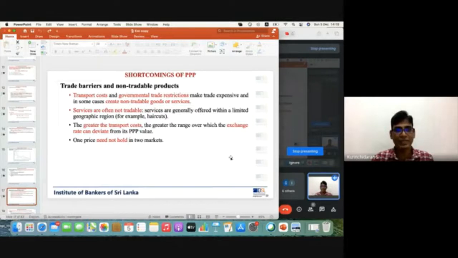If you take trade barriers and non-tradable products: if you go through international trade, definitely there's a transportation cost. So when you buy a product from Japan, definitely you will be paying a higher price. You cannot say the law of one price or purchasing power parity is in place because of the transportation cost. And there can be government trade restrictions. If you want to buy a car, trade restrictions are definitely there. The government can have tax on that, and any other margins will bring added cost. So you don't get the same price here. And in some cases, you could see non-tradable goods and services.